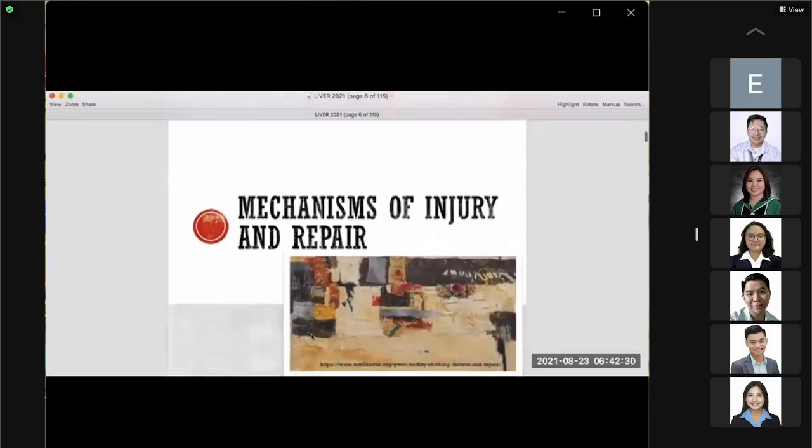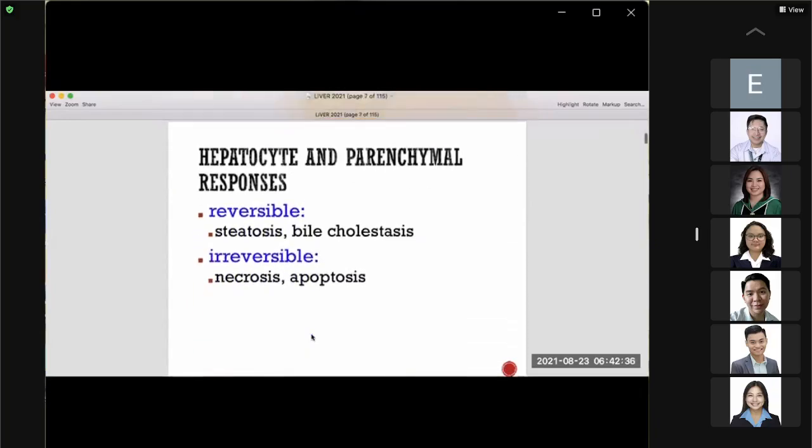Okay, let's look into the mechanisms of injury and repair in the liver. It can be reversible, just like in the form of steatosis or fatty change, okay? Or in the presence of bile cholestasis. If you get rid of what is causing them, then it reverts back to normal. The function of the liver, the morphology of the liver will revert back to normal.